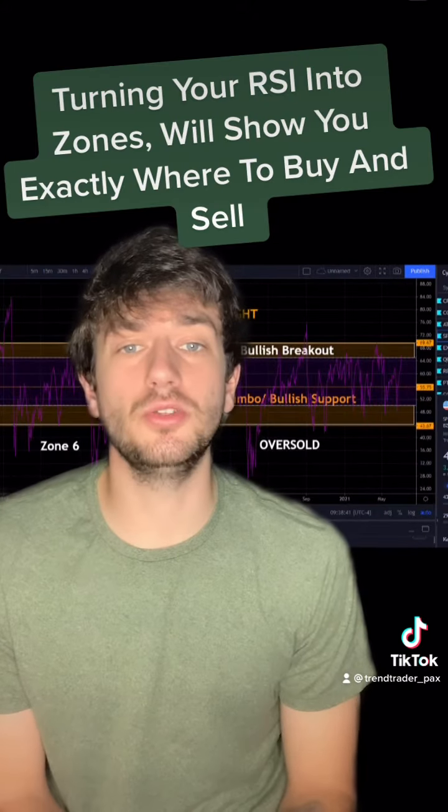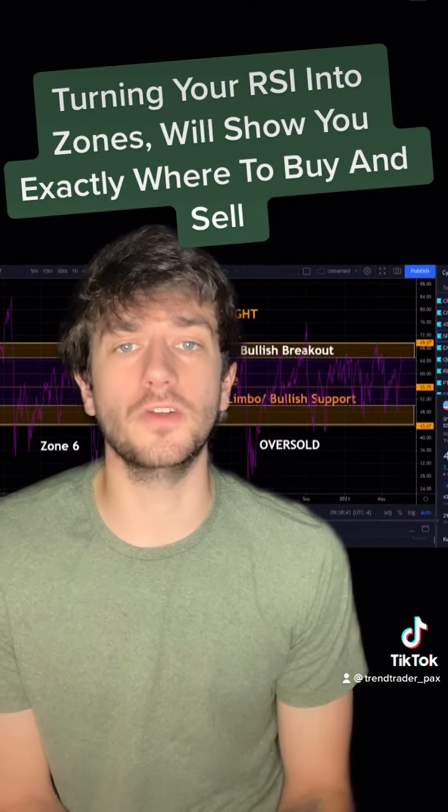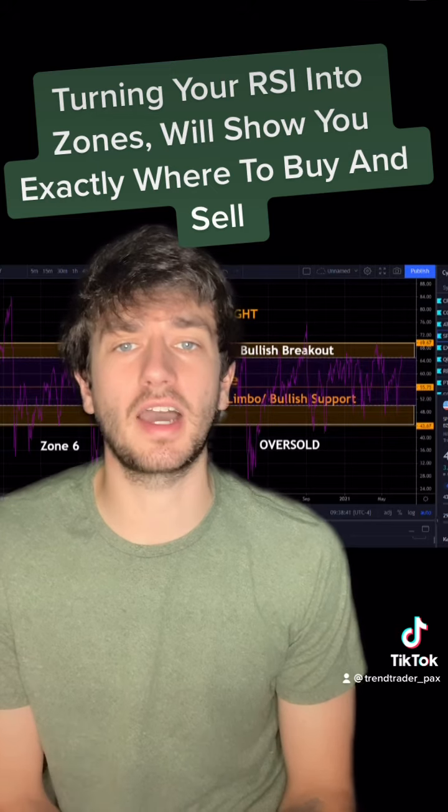If you simply use the RSI as zones instead of just overbought and oversold, you'll know exactly where to buy and exactly where to sell.